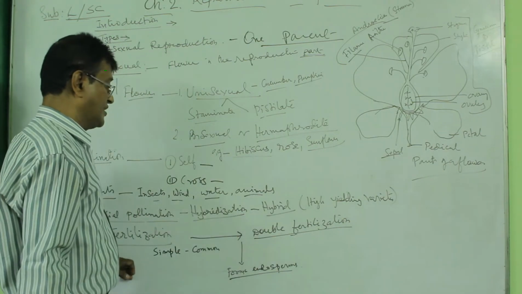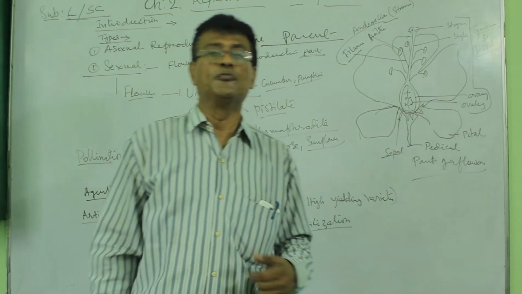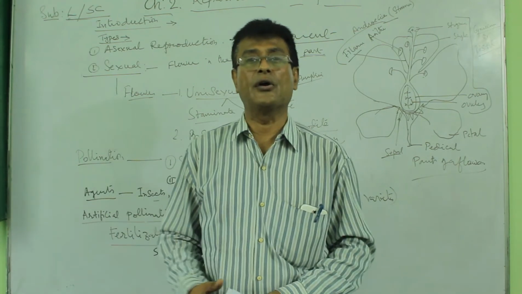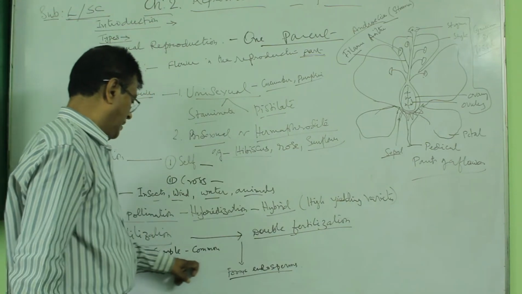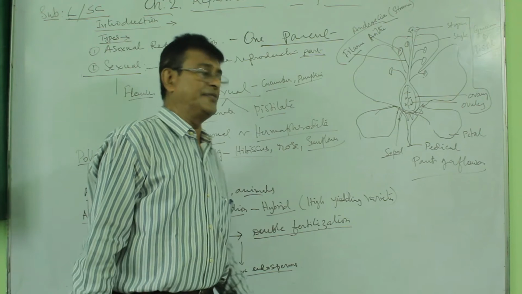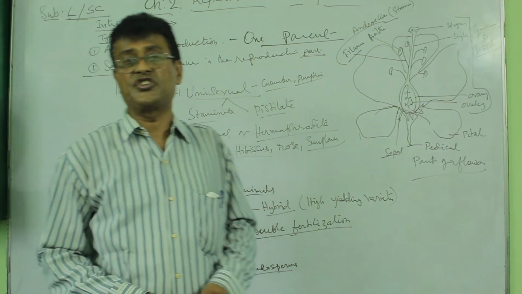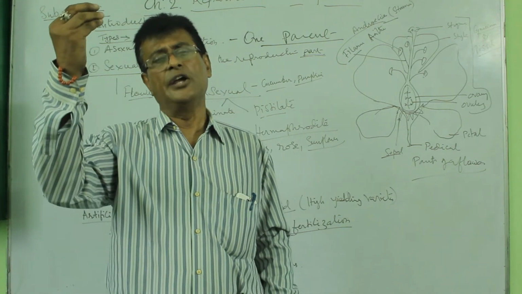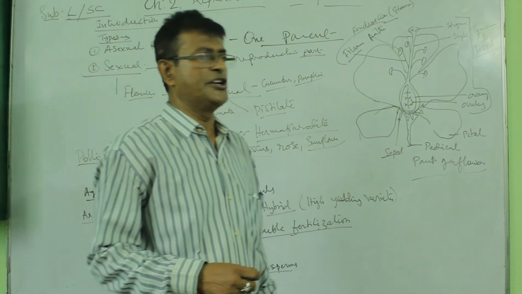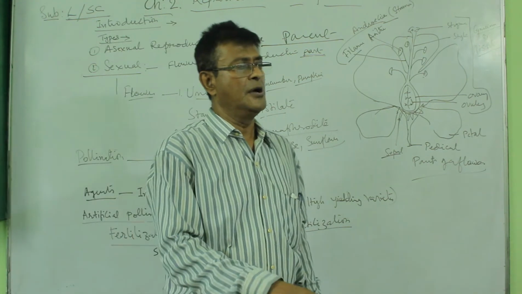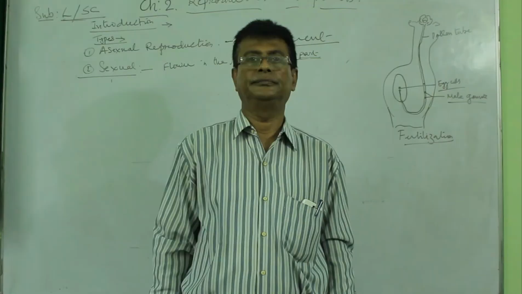Now next is fertilization. Fertilization is the union of the male and the female gamete to produce the new zygote, and from the new zygote the new things are produced. There are two kinds: the simple common fertilization, and another one which is known as double fertilization. In double fertilization, they exchange it. The pollen grain enters, the pollen tube is formed, and then the pollen grains go like this.